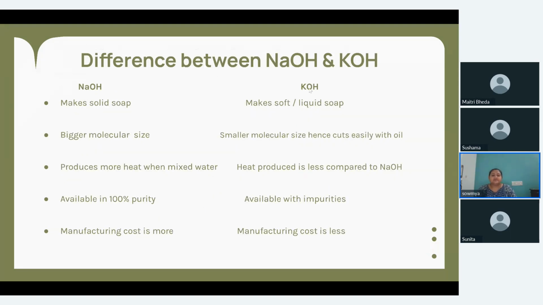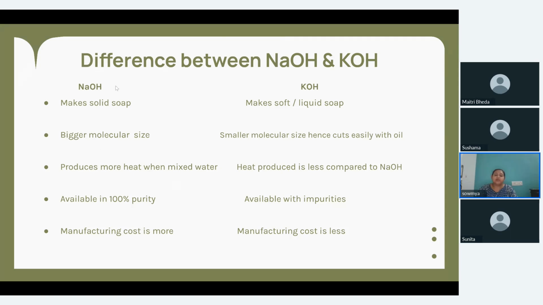Okay, and next we will see the major difference between sodium hydroxide and potassium hydroxide. Sodium hydroxide will always give you a solid soap, and potassium hydroxide will give you a soft soap. The major difference is that the chemical structure of sodium hydroxide and potassium hydroxide is different. The molecular size of sodium hydroxide is bigger, whereas that of potassium hydroxide is very, very small. That is why it blends very easily with the oil, and it can actually clean much better than sodium hydroxide.